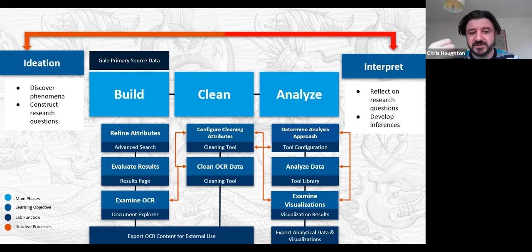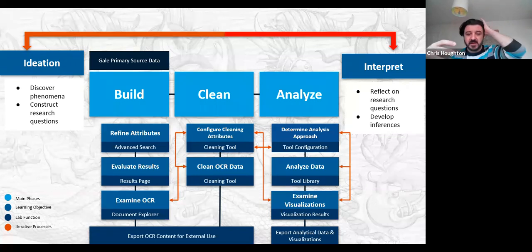So under build, you might start off with the advanced search, which allows you to refine the attributes. You would then go to the results page to evaluate the results, and finally maybe to the document explorer to examine the OCR. Okay, and then that might lead you on to cleaning the data. So you might use the cleaning tool to configure your cleaning attributes and clean your OCR data.